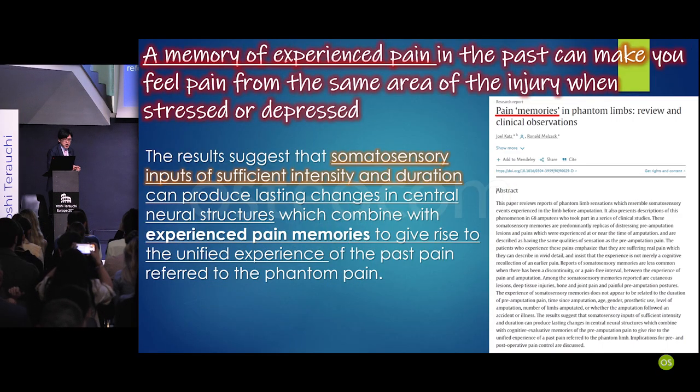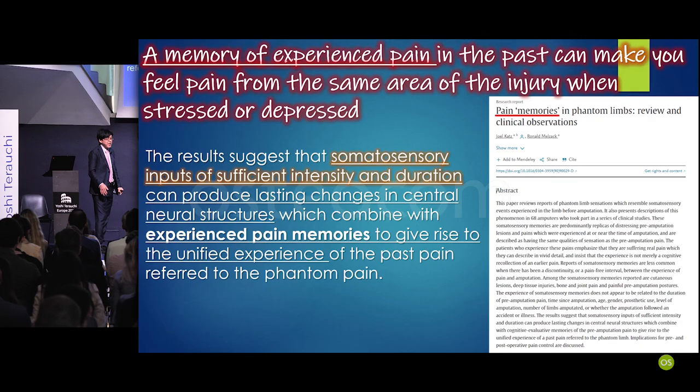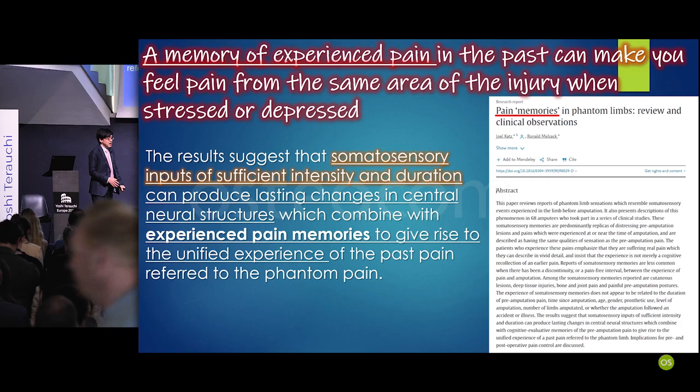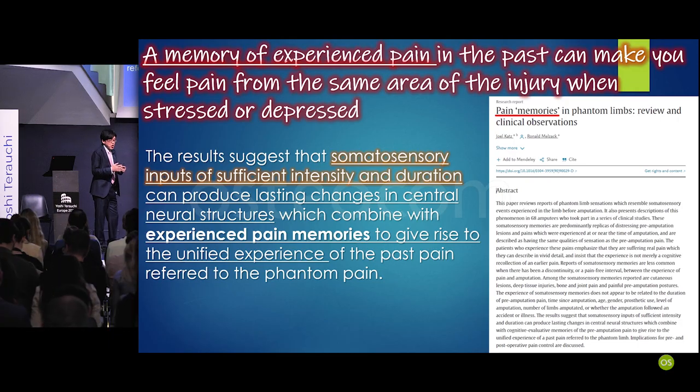And a memory of experienced pain in the past can make you feel pain from the same area of the injury when you are stressed or depressed. This is called phantom pain. For example, you lost your leg in an accident, a car accident or something, but you could still feel pain from the same area of the injury. You don't have the leg, but you could feel pain from the area where you had the leg. This is called phantom pain. You could feel pain from the past memories.